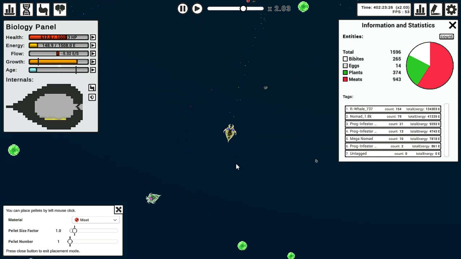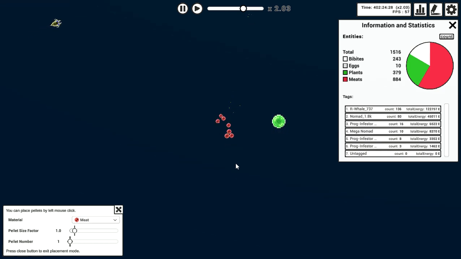Okay, so the prog fed itself to it, and now it has energy again. This is a legit strategy. You just turn around and go away, and the predators feed themselves to you. All right, that's the adventures of Mega Nomad. Basically, if you fatten up a nomad a whole bunch, it's gonna sit there and lay eggs till it dies.